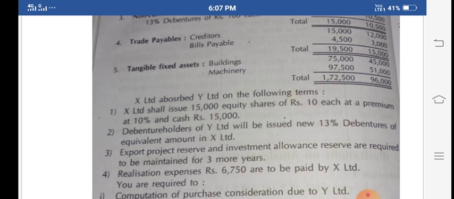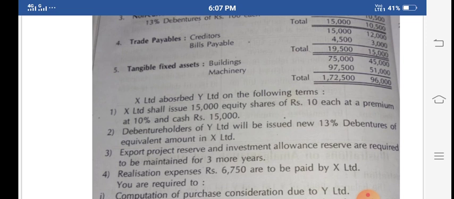15,000, and each share's price is rupees 10 plus premium. How many rupees? Premium is 10% on this rupees 10. It means each share price will be rupees 11. Okay, keep in mind, each share price will be 11. And cash rupees 15,000. So for these 15,000 equity shares, they are also giving cash of rupees 15,000. Okay, so this is about the purchase consideration.